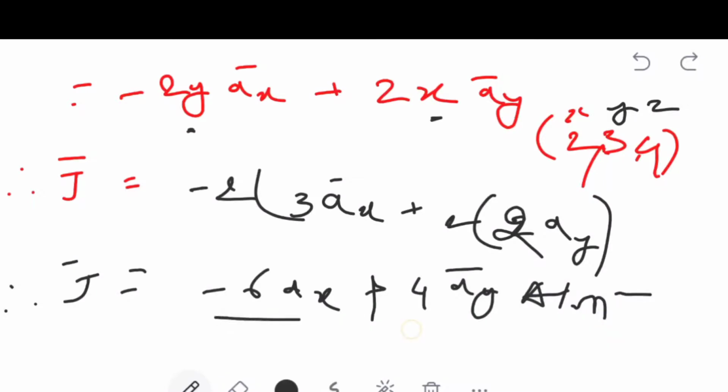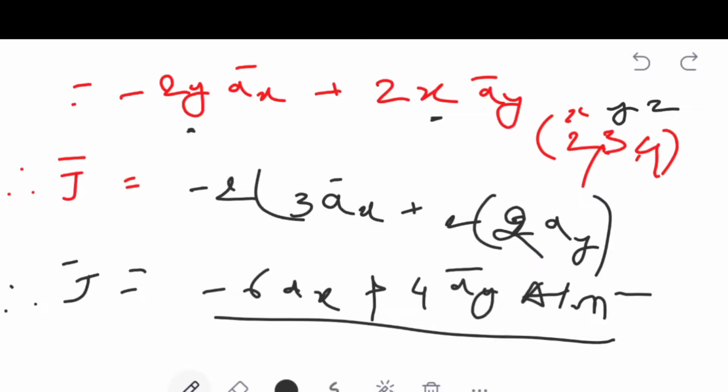That is the solution, the current density vector we obtained. Similarly, we have to substitute for part b. Do you understand this? Del cross h equal to j. By determinant form for the Cartesian coordinate system we determined this.